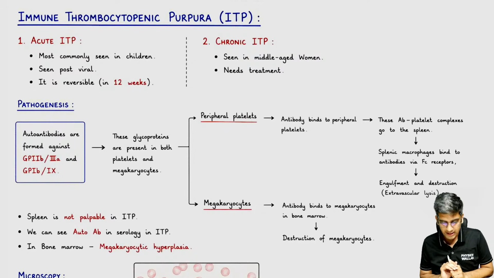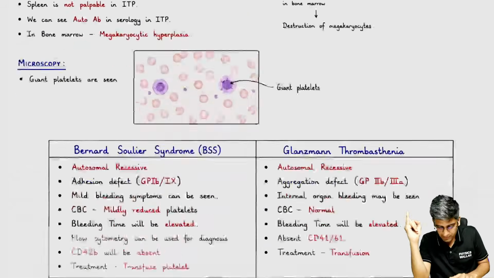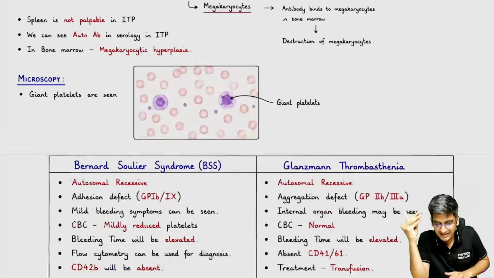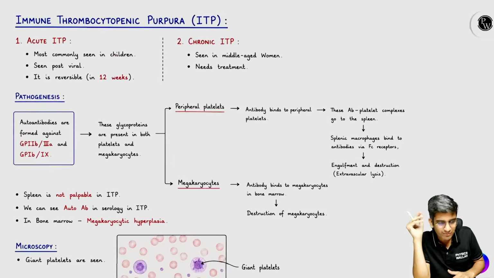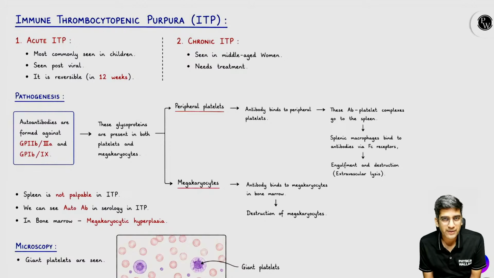Fine? Okay. Now, in bleeding disorders, I'm going to cover very few topics. One is ITP, the other is Bernard-Soulier, and also von Willebrand disease. These are three things. I'm not covering hemophilia because you already know many more things about hemophilia, so I'm ignoring it. So first is ITP. ITP is immune thrombocytopenic purpura. It is not idiopathic thrombocytopenic purpura.